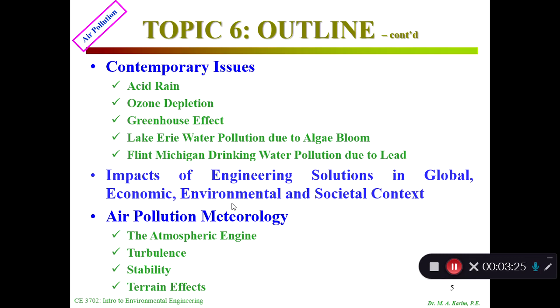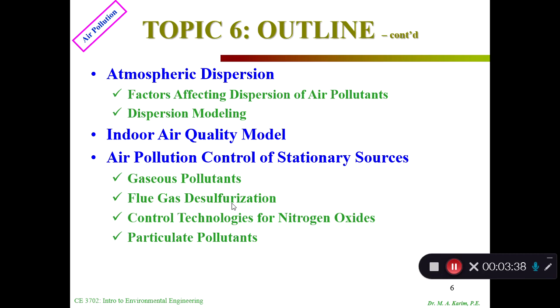Then we'll see a little bit of air pollution meteorology, like atmospheric engine, turbulence, stability, and terrain effects. Turbulence and stability will give us good weather, bad weather, cyclones, and things like that. Then we'll see atmospheric dispersion. We'll see a dispersion model as well, and the different factors that affect the dispersion model. Then indoor air quality model. I have this name here, but we are not going to discuss a lot on that because of time issues and other things like that.